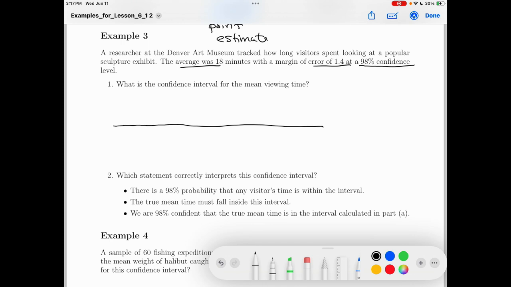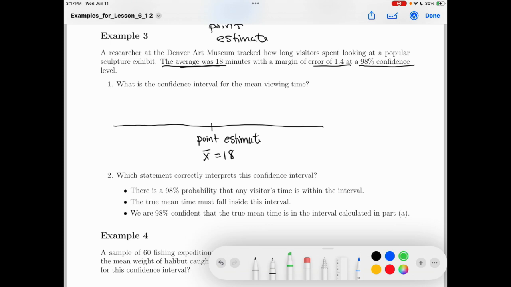We're given the point estimate, our average. So whenever we take information from the sample, like the average or the proportion of the sample, that's what's going to go in the middle. That's your point estimate. In this case, we're talking about an average. So X bar, our center, is going to be 18.